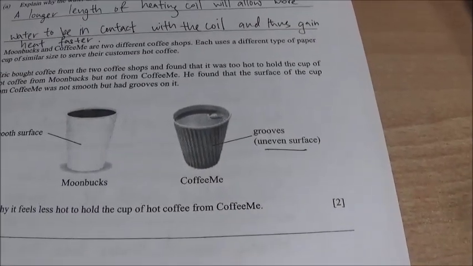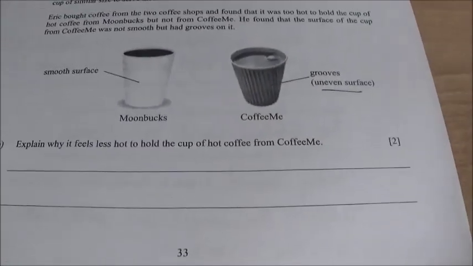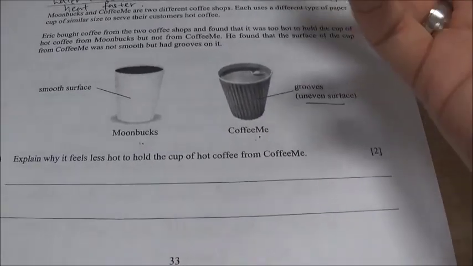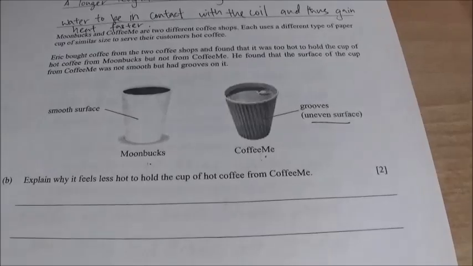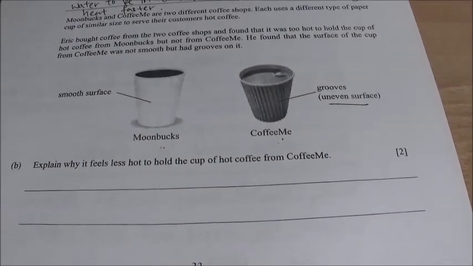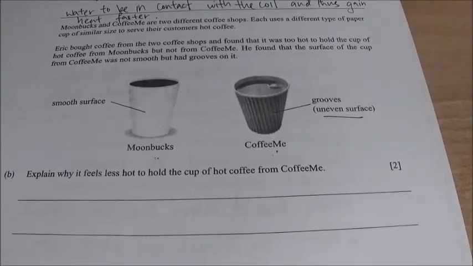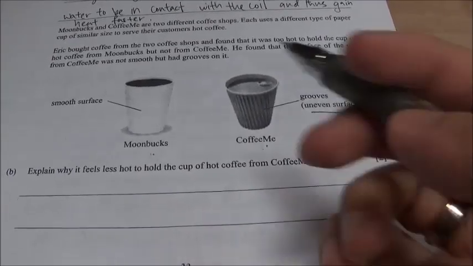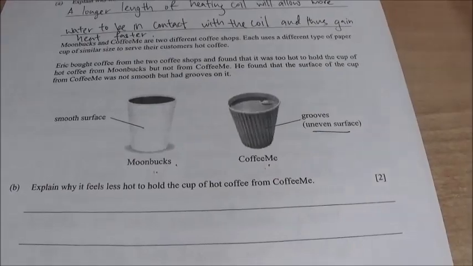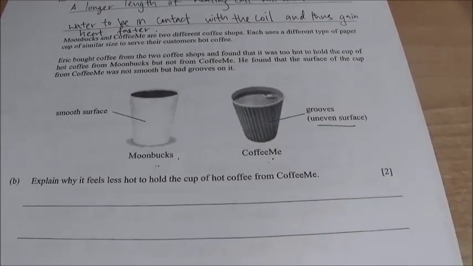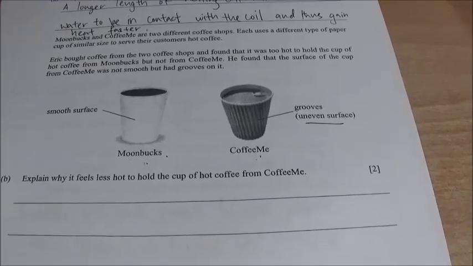Alright, and okay, before I tell you the answer, I want you to think that the theory behind these two questions is the same as the kettle. It's about surface area of the cup. If you're thinking about this and this, which one would you be able to be in contact with more surface area? Definitely the Moonbugs, because it's smooth, you get to hold the cup completely. Alright, so explain why is it less hot to hold the cup of coffee from Coffee Me.